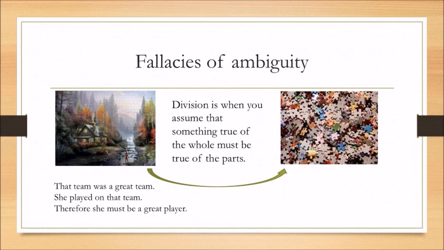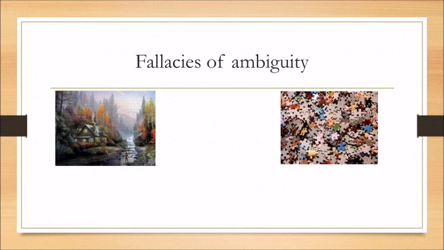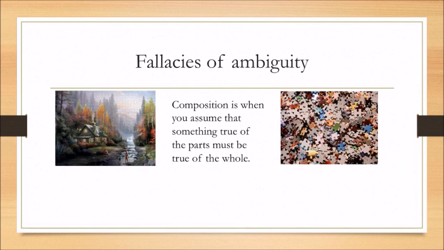It might be that a great team works because everybody worked together, and it was able to take just sort of normal average players and make them great because of the way they worked together. So it's not true that if the whole team was great, the individuals had to be great. Or the same thing in the other way around. You might have a lousy team and yet have a really good player on it. Composition goes the other direction. It's when you assume that something that's true of the parts has to be true of the whole.